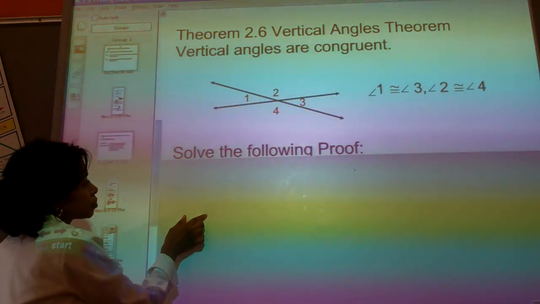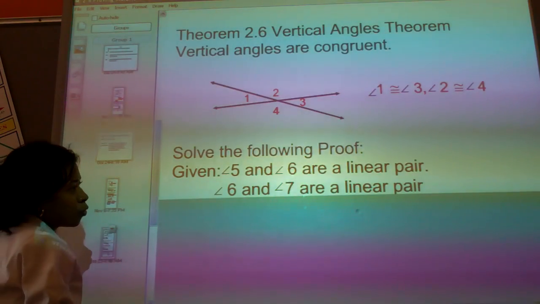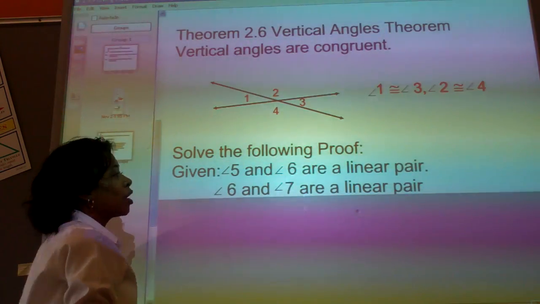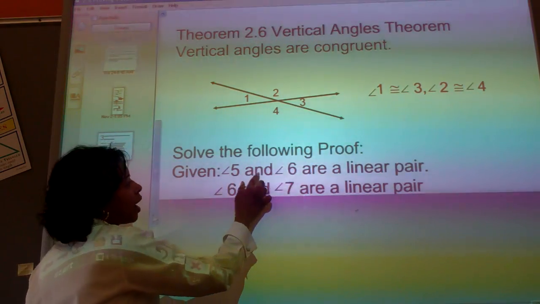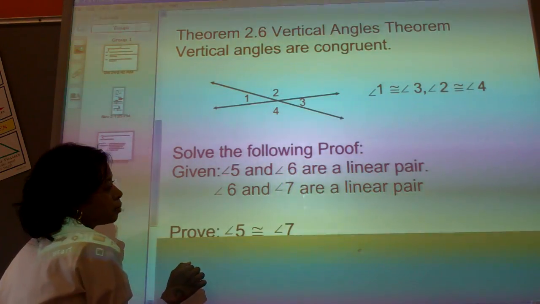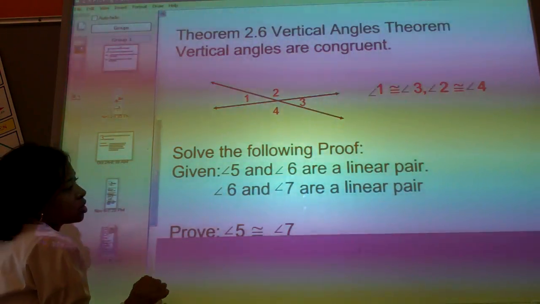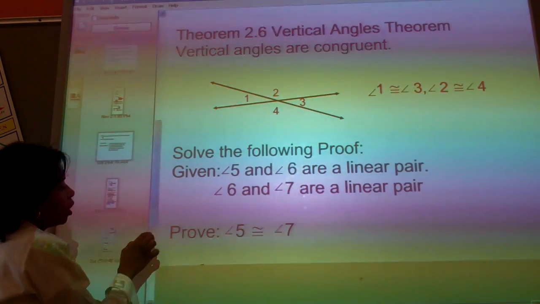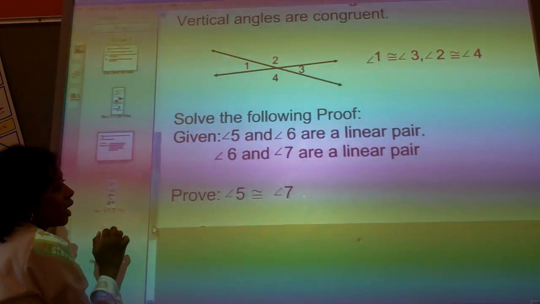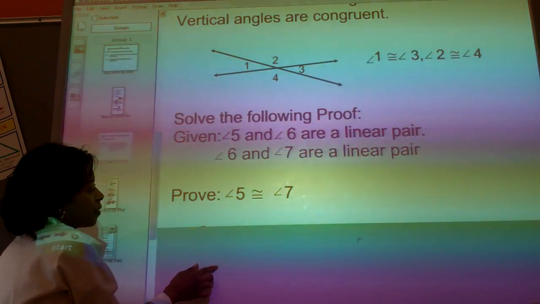Understanding that, we want to solve a proof. Let's suppose we're given the following information. Angle 5 and angle 6, for a different problem, are a linear pair, and angle 6 and angle 7 form a linear pair. We need to prove that angle 5 is congruent to angle 7.